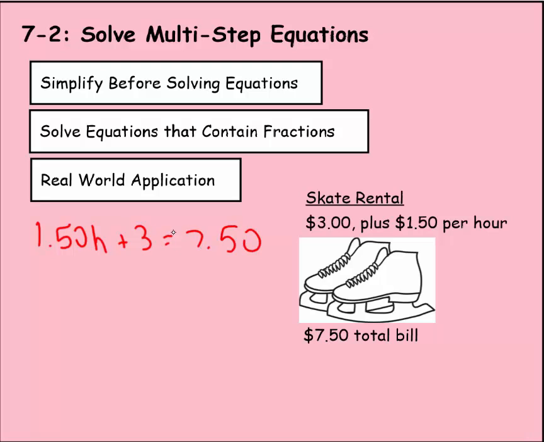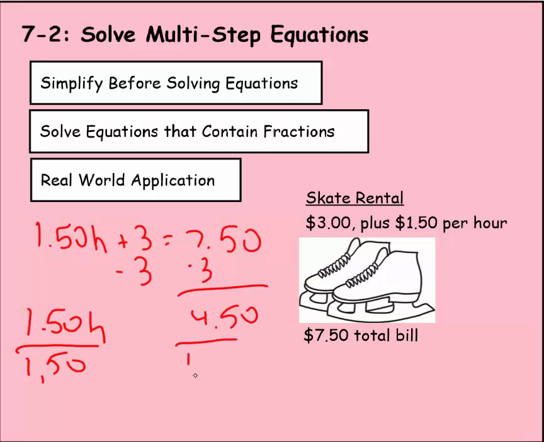By subtracting the constant that we have to pay no matter what from both sides, we would see that we have $4.50 to spend on the amount of time that we can skate, which is $1.50 per hour. Divide by the $1.50 per hour. 450 divided by 150 equals 3, so the hours equal 3. We can skate for 3 hours and spend a total of $7.50 on our bill.